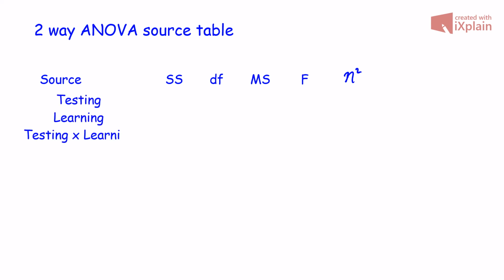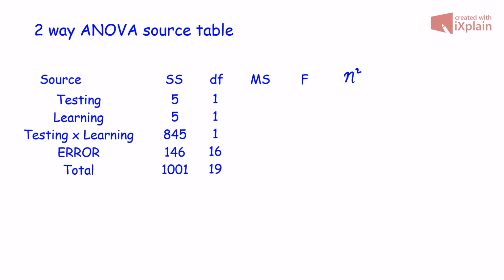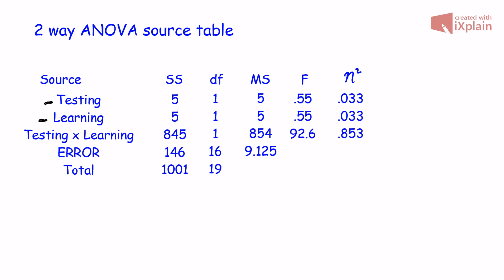Okay, we have one last screen to go through, and that's the two-way ANOVA source table. This is very similar to the source table you've seen before when we did a one-way ANOVA. This is just going to be a little more complicated because we have 3 effects. In a normal one-way ANOVA, we just had one independent variable. But here we have 3 independent variables. The first independent variable of testing, the second one of learning, and the third is not really an independent variable per se, but it's the interaction of the two independent variables.